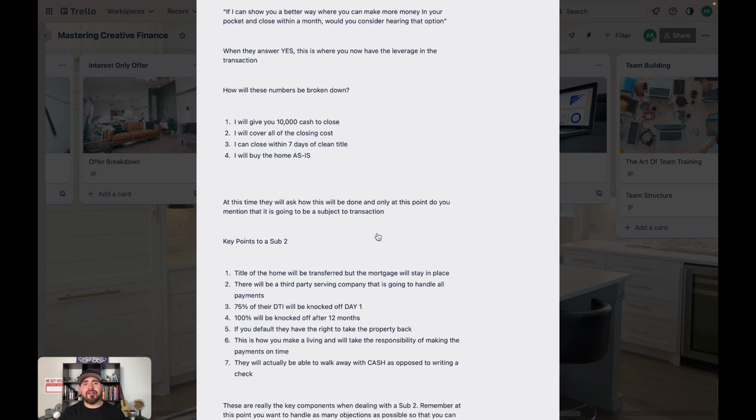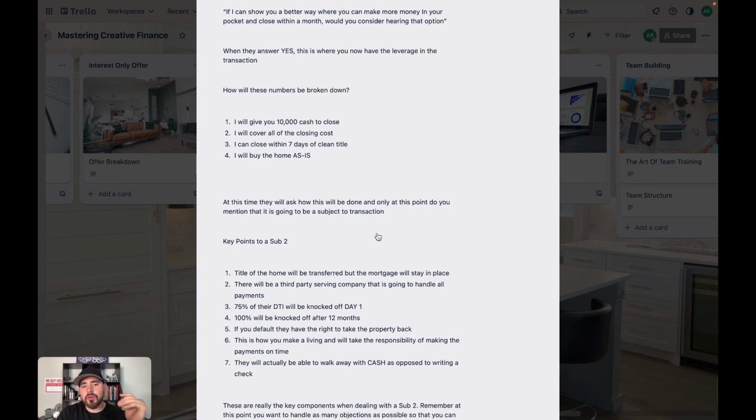So after 12 months of having this property serviced by a third-party servicing company, it will not reflect as a debt against your name. Now, if I were to default on this, you have the right to take the property back. On top of that, this is how I make my living, and I will take care of the responsibility of making sure I make my payments on time. And to top it all off, you will actually be able to walk away with cash as opposed to having to write a check at closing. So that, once again, let's go through it again.